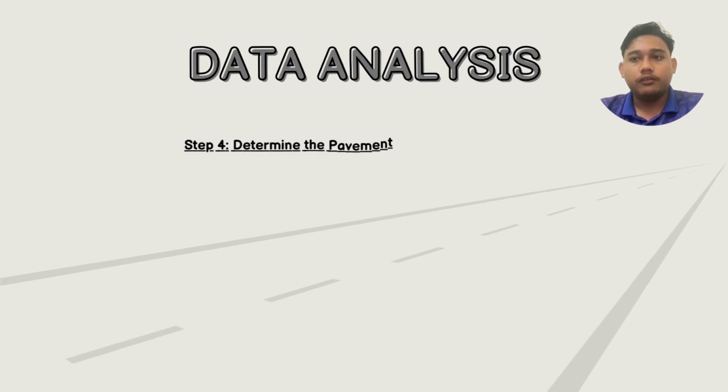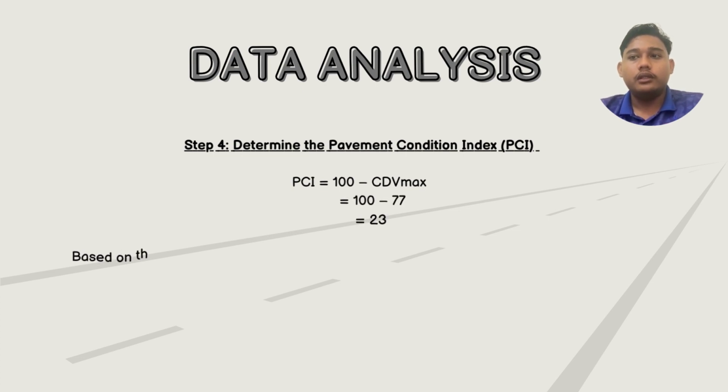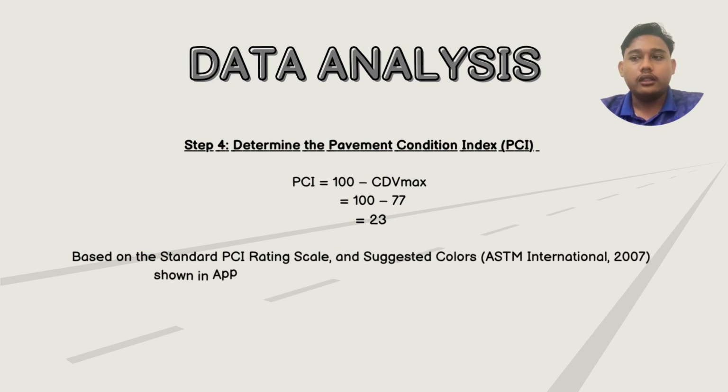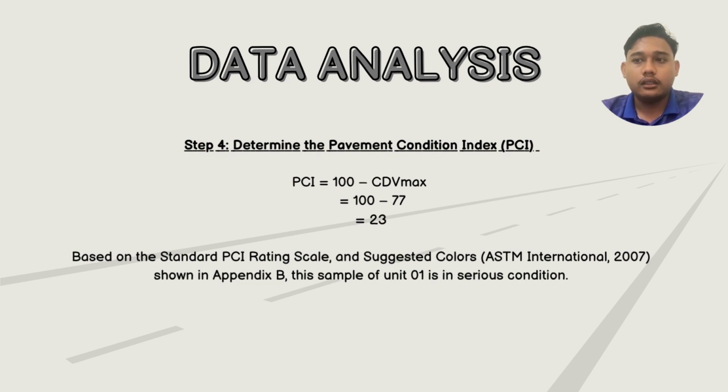So step 4 is determine the pavement condition index. The formula for pavement condition index is 100 minus corrected deduct value maximum. So the maximum is 77, and we get 23. So based on the standard PCI rating scale and suggested color shown in Appendix B, this sample of unit 1 is in a serious condition.